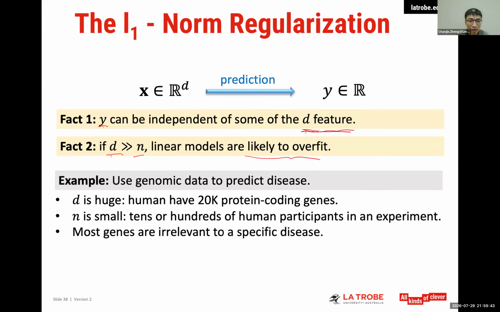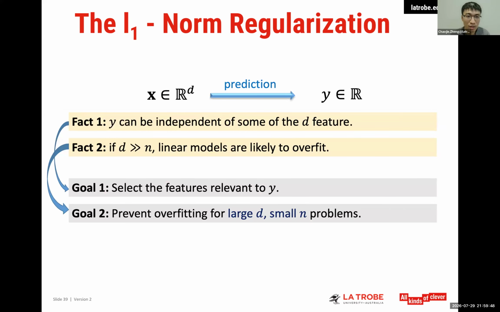So in this case, it's time to use lasso regression. Lasso regression can be used to select the features that are relevant to our target prediction variable. It can also prevent overfitting for large D and small n problems because it is a regularization term. It will help reduce the complexity of the model and thereby avoid overfitting. So it can solve this problem in these two ways.